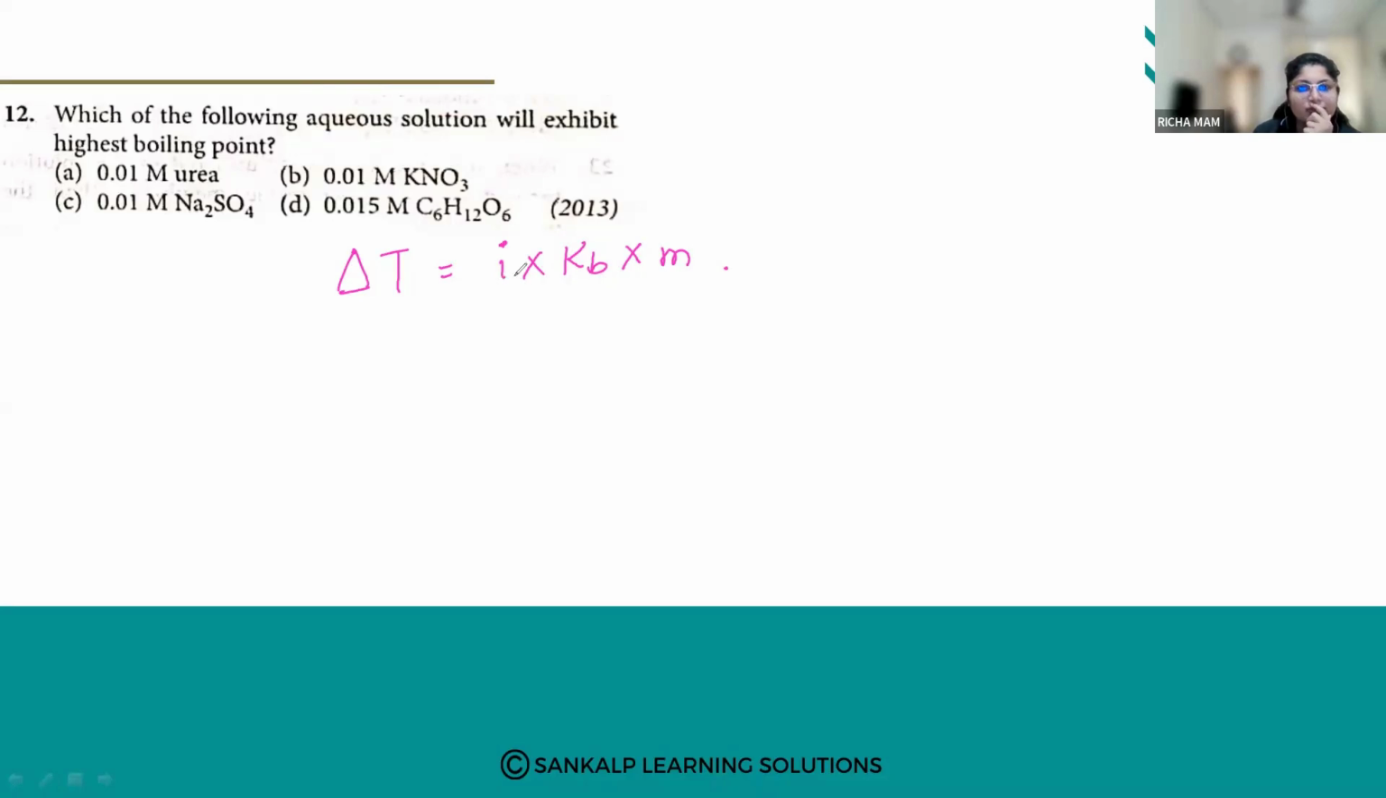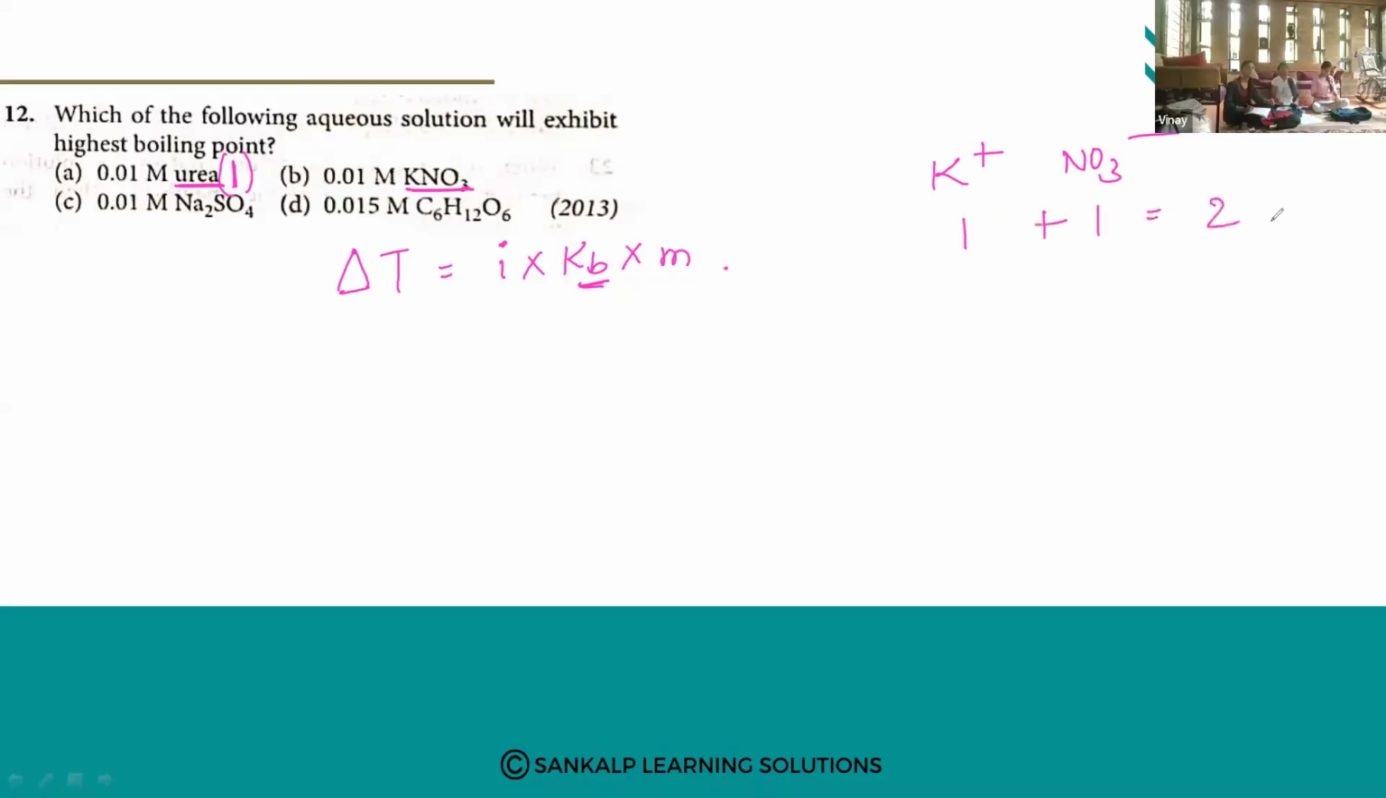Now Kb is a constant, so the value of i into m will play the role. Whoever's i into m value is more, its boiling point will also be more. Now calculate the number of ions. Urea is a non-electrolyte, so i is 1. For KNO3, K plus and NO3 minus, so K plus is 1 and NO3 minus is 1, so it will be 2.